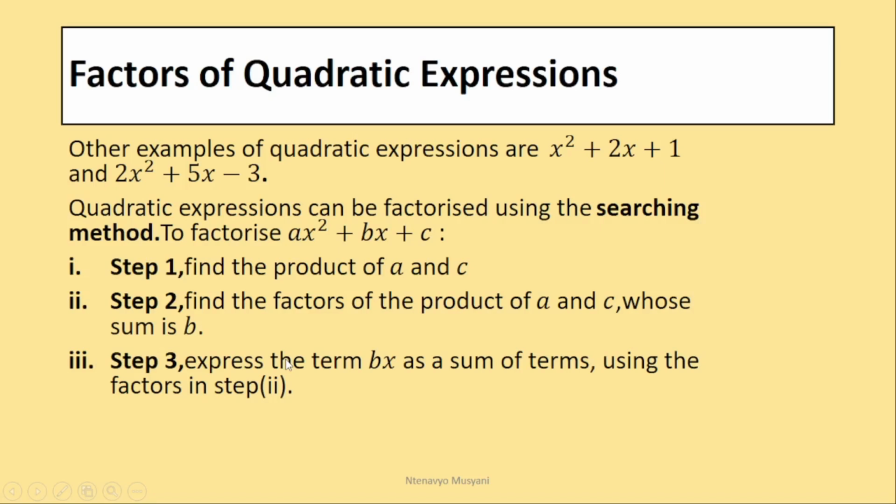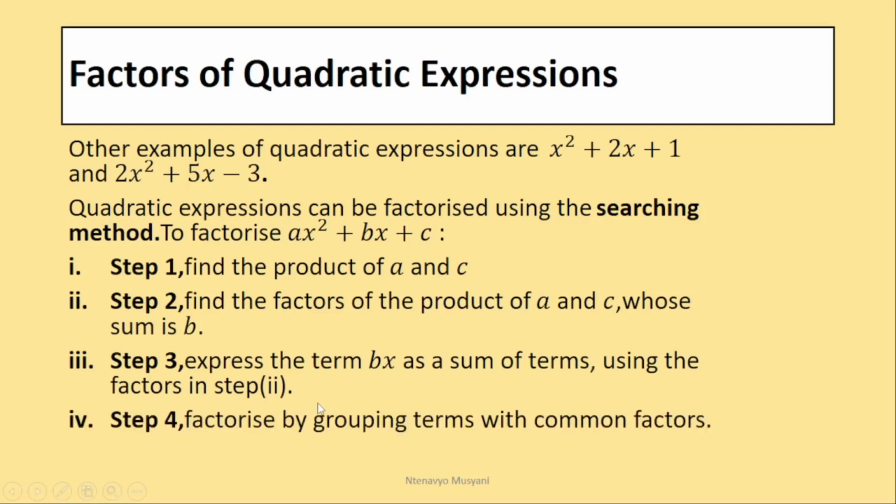Then in the third step, we're going to express the term bx as a sum of terms using the factors that we have found in step 2. Then finally, we're going to factorize by grouping the terms with common factors. I know this looks like a lot of steps, but let me walk you through them using an example.